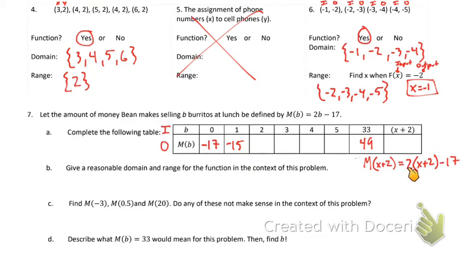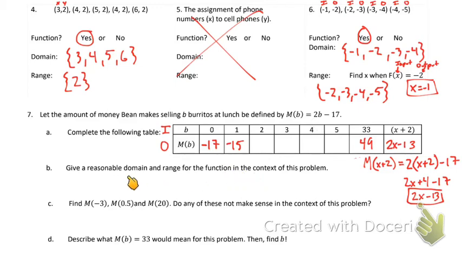Okay, and then we could clean this up as much as possible. We're going to distribute the 2. 2 times x is 2x. 2 times 2 is positive 4. And we bring down the 17. And then 2x plus 4 minus 17, we can combine these. Positive 4, negative 17, that gives me 2x minus 13. Okay, there's nothing more we can do. That's as simple as we can get. So when I plug in x plus 2 into my function, it actually turns into 2x minus 13. Okay? And that's it. That's basically showing that we can plug in other things besides just single numbers. All right? I'll let you finish that table.